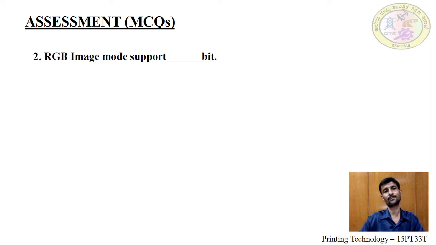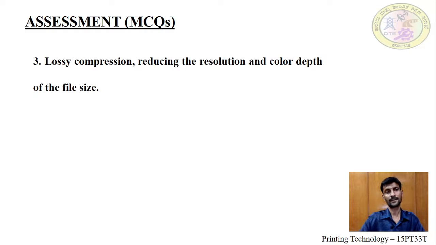Next, RGB image mode separates dash bits. The options are 32, 16, 8 and 24. This is the clue to answer this direct question. Next question: lossy compression reduces the resolution and the color depth of the file size. Whether the statement is true or false, you have to answer it. Lossy compression decreases or compresses the file, and it affects the resolution of an image.